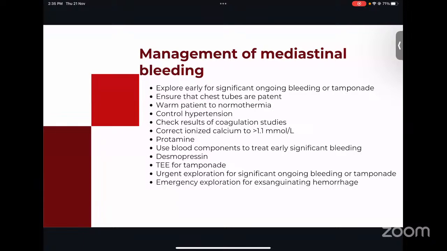Desmopressin, if there is any suspicion of platelet dysfunction from uremia or aspirin, or von Willebrand factor deficiency, may help us to reduce the bleeding. Use transesophageal echocardiography when the patient is suspected to have tamponade. Urgent exploration for significant ongoing bleeding or tamponade, urgent or emergency for bleeding.